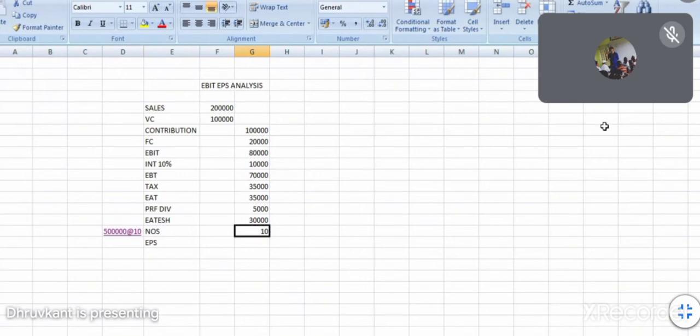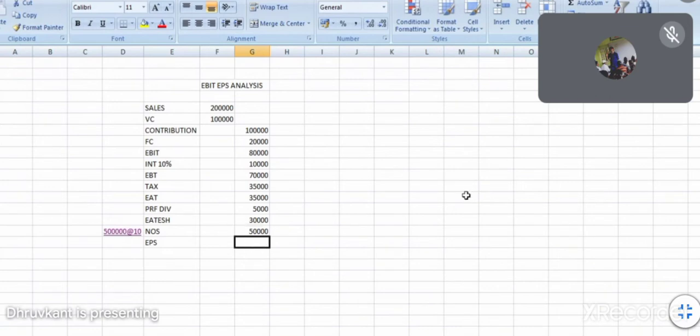So this is not 10, sorry, I made a mistake. Your number of shares would be 50,000. 5 lakh is your share capital amount, 10 is your face value of share. Then what is the number of shares? 50,000 is your total number of shares.